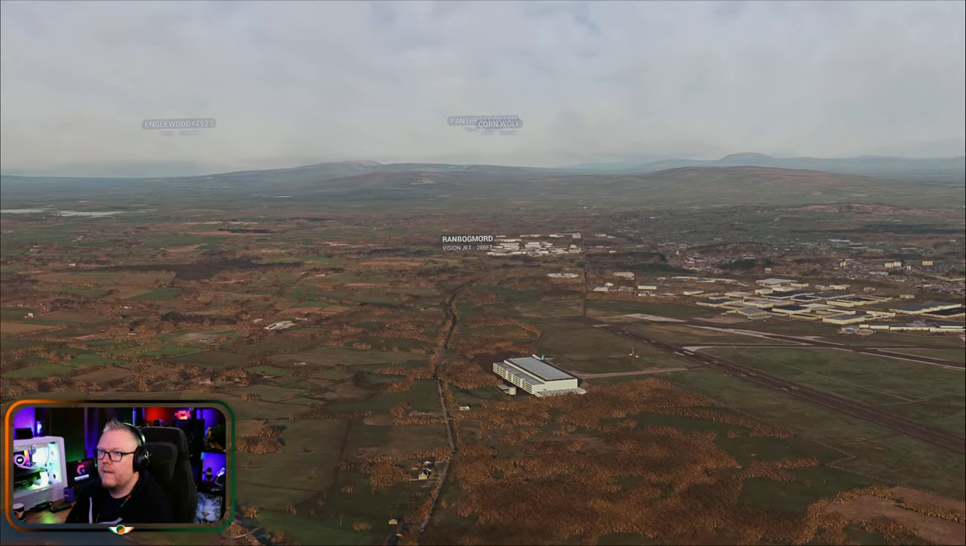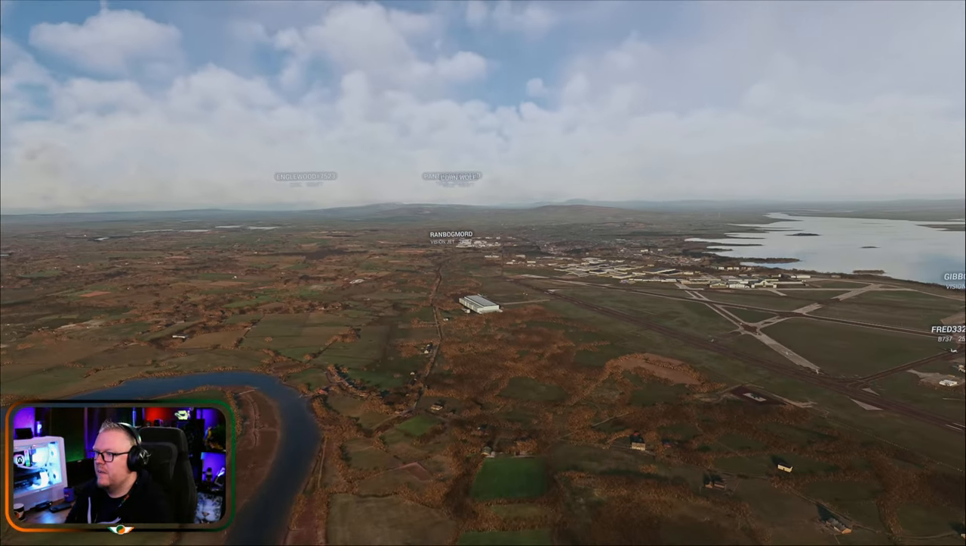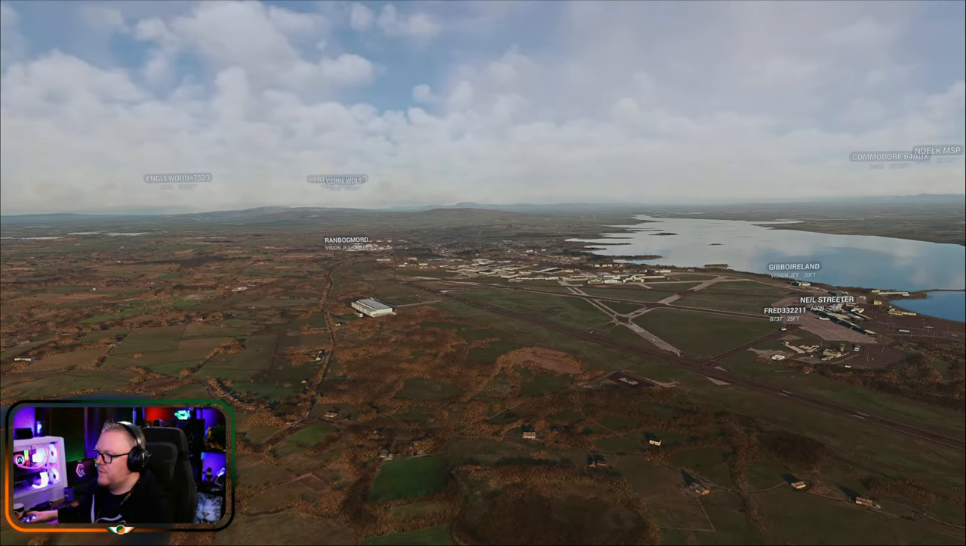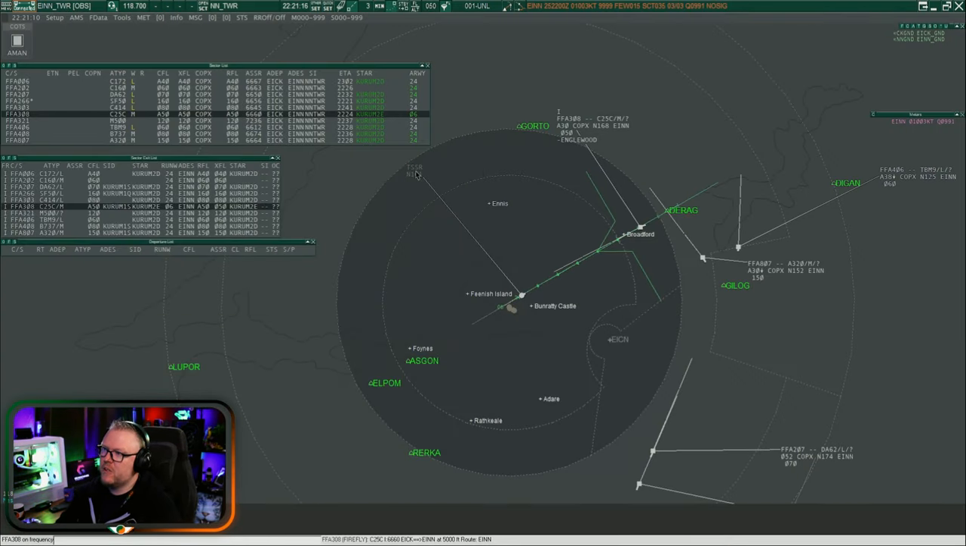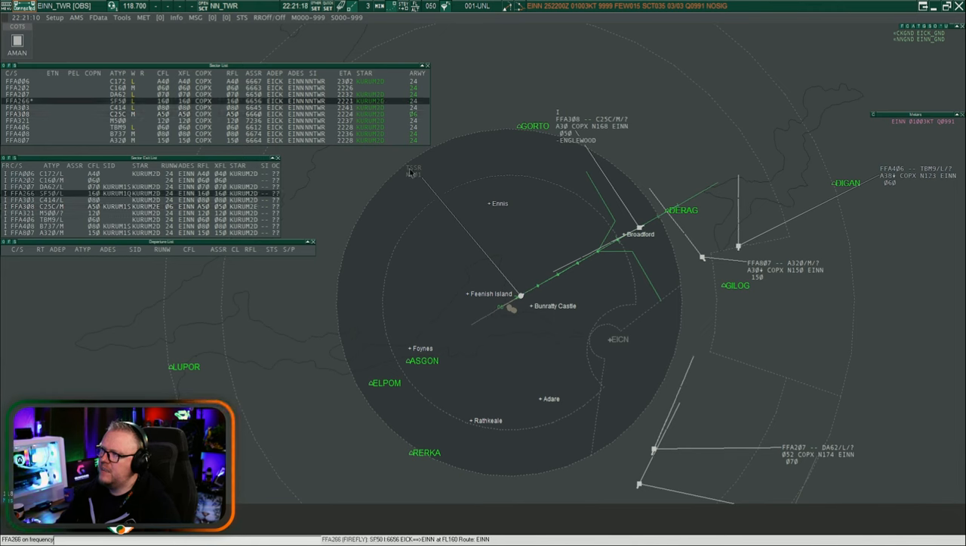Firefly 308. Okay, so Rambog is inbound. And he's in a small little aircraft, so we'll have to watch him. Gibbo is looking after ground, by the way, lads. So once you get handed over to ground, that's where you're going to be chatting. Who's this now?